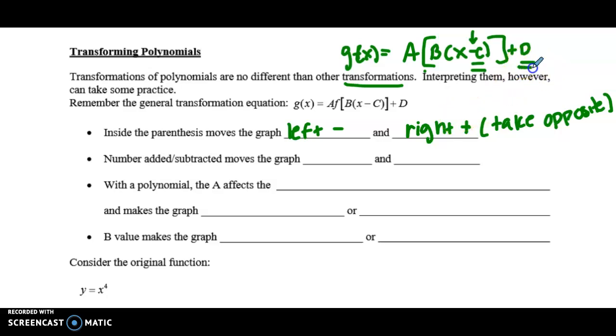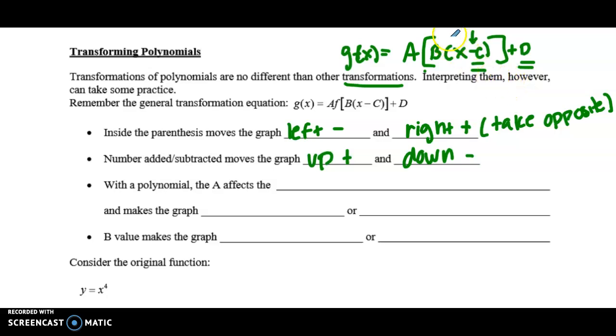Your number added or subtracted at the end, remember, moves your graph up and it moves your graph down. Remember, if it's positive, it's up, and negative, it's down. So just like the parabola, the number added or subtracted at the end moved it up or down. This one, you do not take the opposite because this is a positive value here.